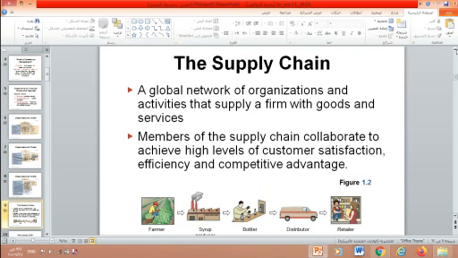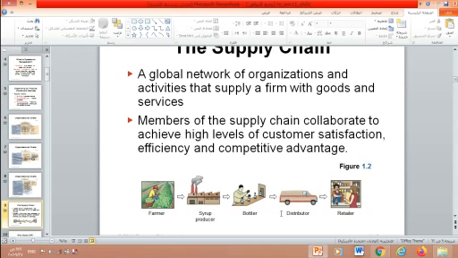Members of the supply chain collaborate to achieve a high level of customer satisfaction, efficiency, and competitive advantage. So the main objective, or the main goal, of the supply chain is to achieve a high level of customer satisfaction, increase the efficiency and the effectiveness of the organization's activities, and also to compete with others and make a competitive advantage.